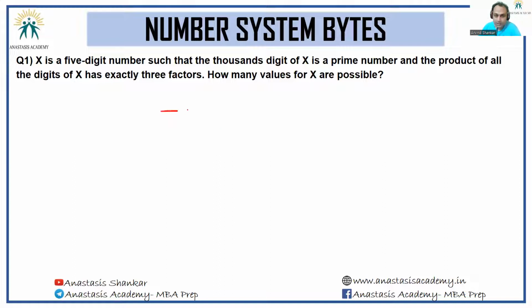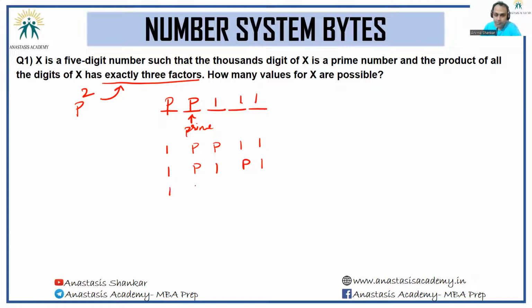So if it's a 5-digit number with the 1000th digit being prime, additional info we have is that the product of digits of X has exactly 3 factors. A number which has exactly 3 factors is always a prime square. So if this is prime, I can have 4 different cases. Either it will be PP111 or 1PP11 or 1P1P1 or 1P11P. These are the only possible cases, 4 cases.